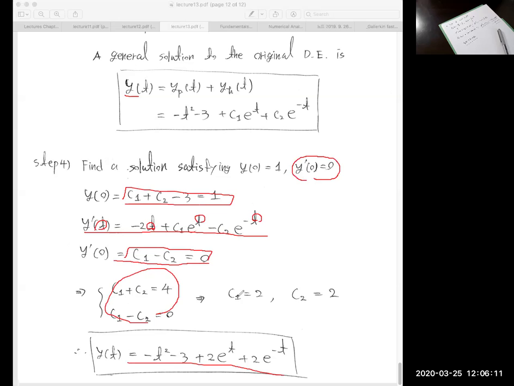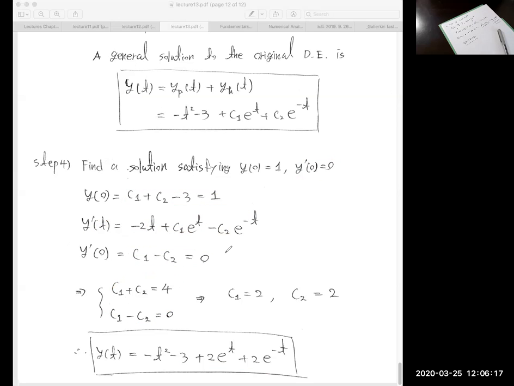Please look at the examples in section 4.5 in the textbook. Keep that in mind. Next time I'm going to solve one more example in 4.5, and then we're going to go to 4.6. Okay, thank you.